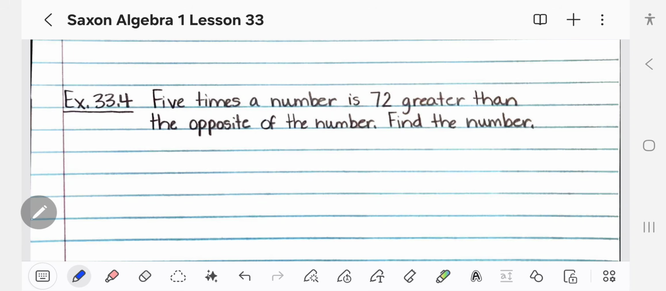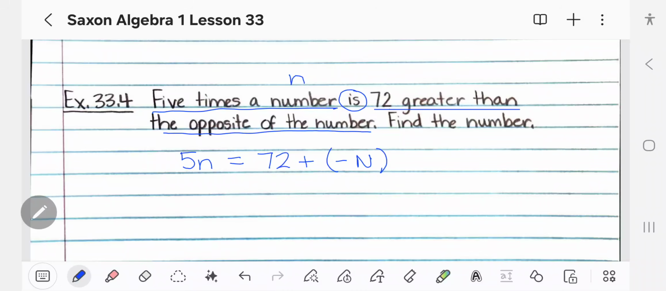So let's try it with number 4. 5 times a number, so the number is going to be n. So 5 times a number is going to be 5n, and they tell us it is 72 greater than. Okay, so this expression is 72 greater than something. What is the something? The opposite of the number. The opposite of the number.